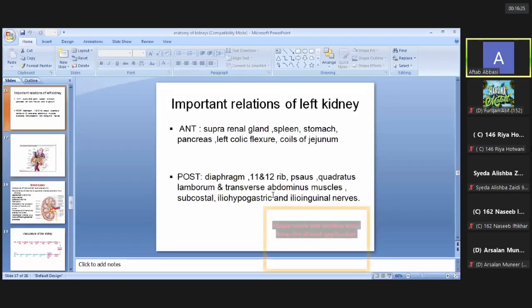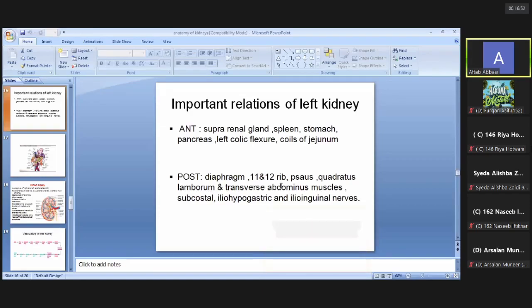Posteriorly, almost the same structures are present on the left side as the posterior relations of the left kidney, except there is a difference because the left kidney is slightly higher as compared to the right one. So in the posterior relation, there are the 11th and 12th ribs, as compared to the right kidney, which is related only to the 12th rib.